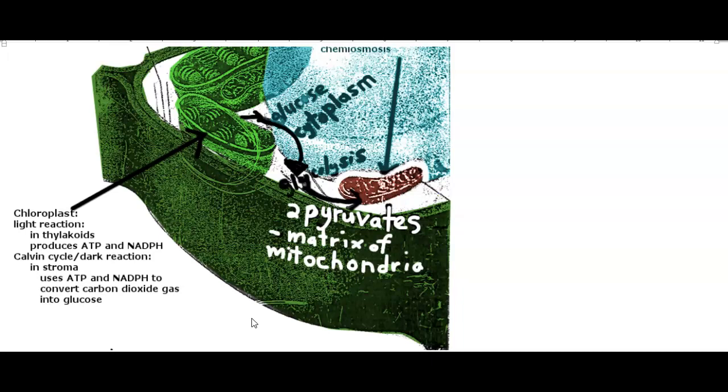Now that we make glucose, we can go on to respiration. So the glucose is going to leave the chloroplast and go out into the cytoplasm. The glycolysis is going to take place. So glycolysis is the first step of respiration. And the glucose is going to get split into 2 pyruvates. And those pyruvates are going to go now into the matrix of the mitochondria.